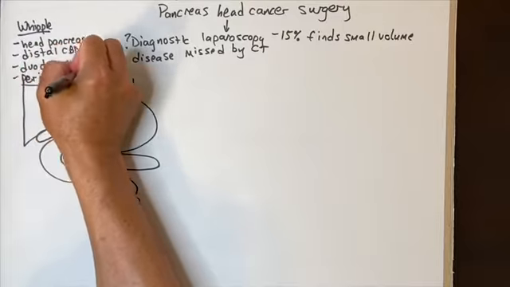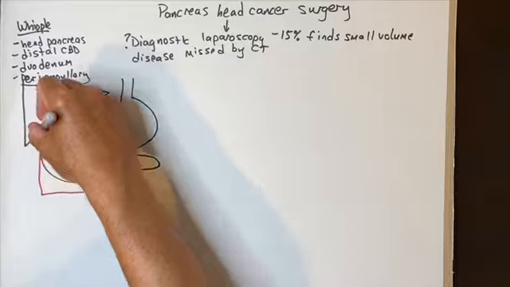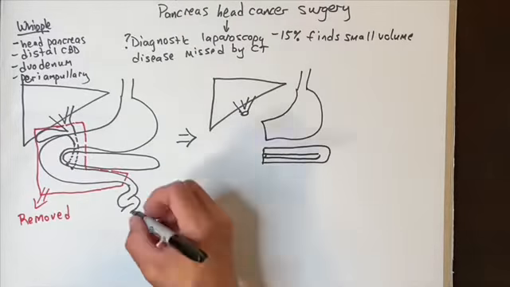Know that the basic steps of a Whipple are that the distal bile duct, the gallbladder, the C-loop of the duodenum, the head of the pancreas, and the first portion of the jejunum are all removed.